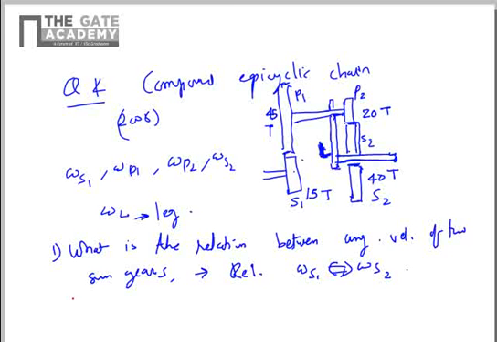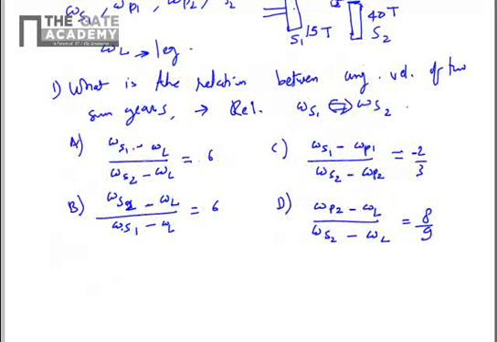For that, many options are given. I'll outline the options here. These are the four options. Option A: (omega s1 minus omega l) divided by (omega s2 minus omega l) is equal to 6. Option B is the reverse of that: (omega s2 minus omega l) divided by (omega s1 minus omega l) is equal to 6. The third option is in terms of the velocities of the planetary gears. And the fourth option is a mixture of the planetary gear and sun gear velocities.